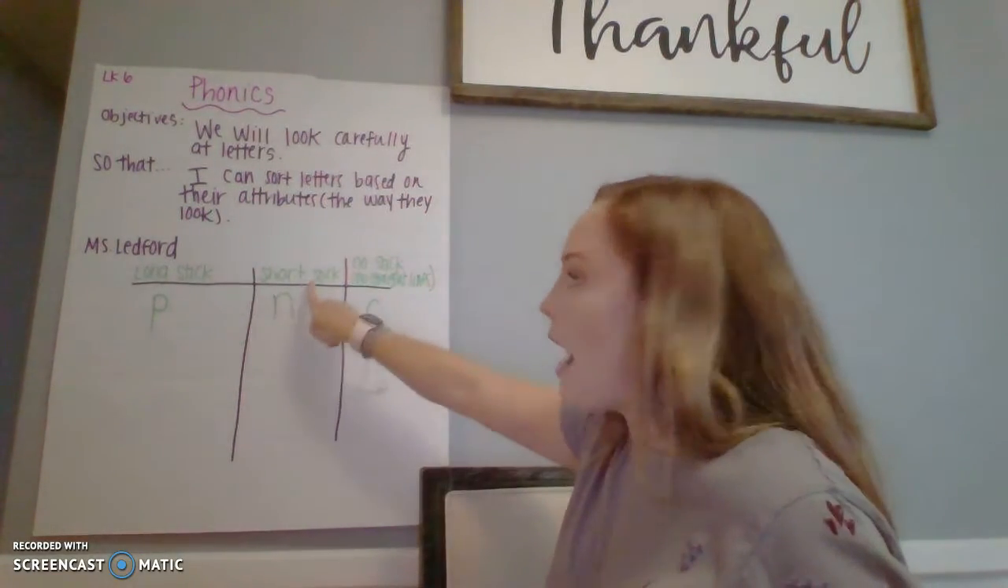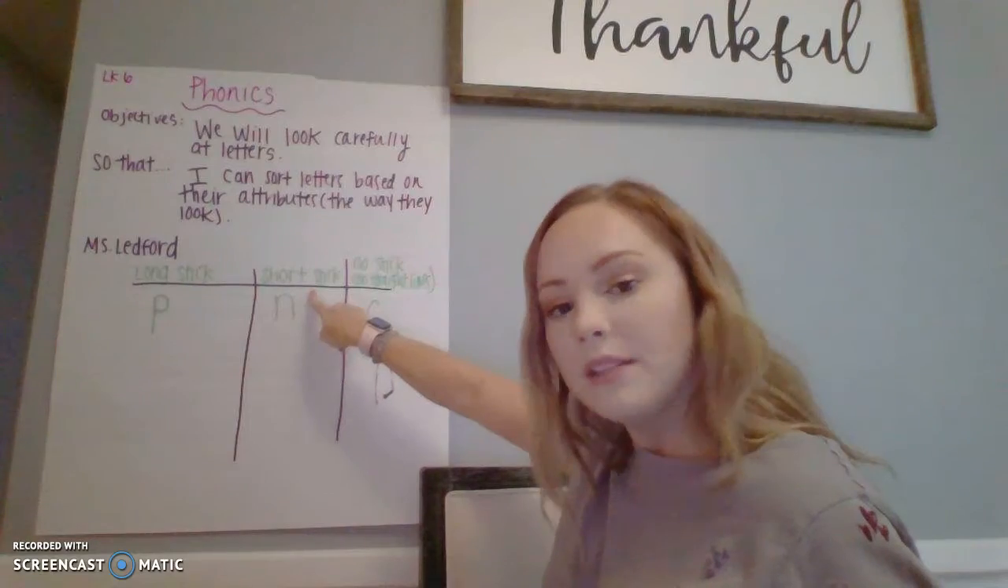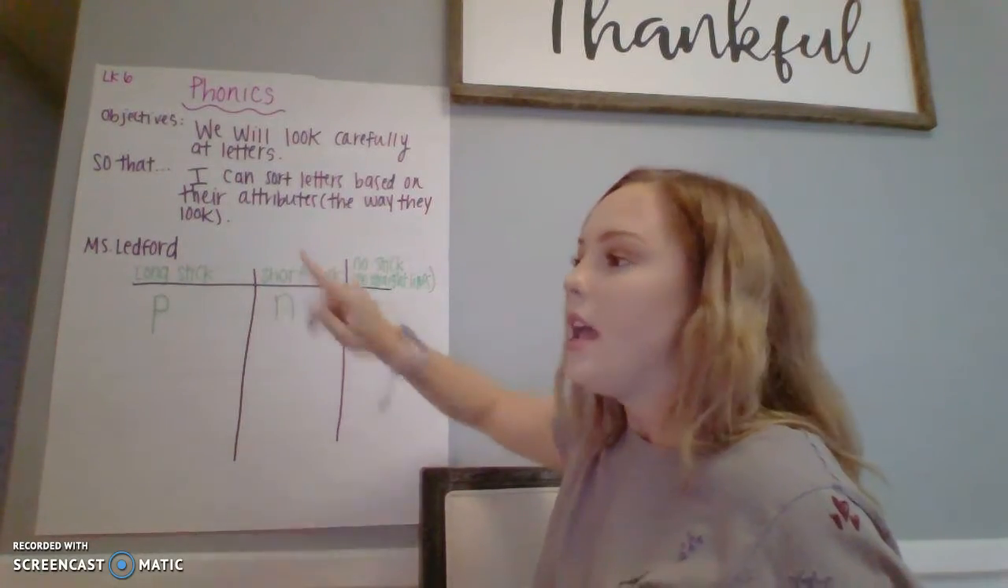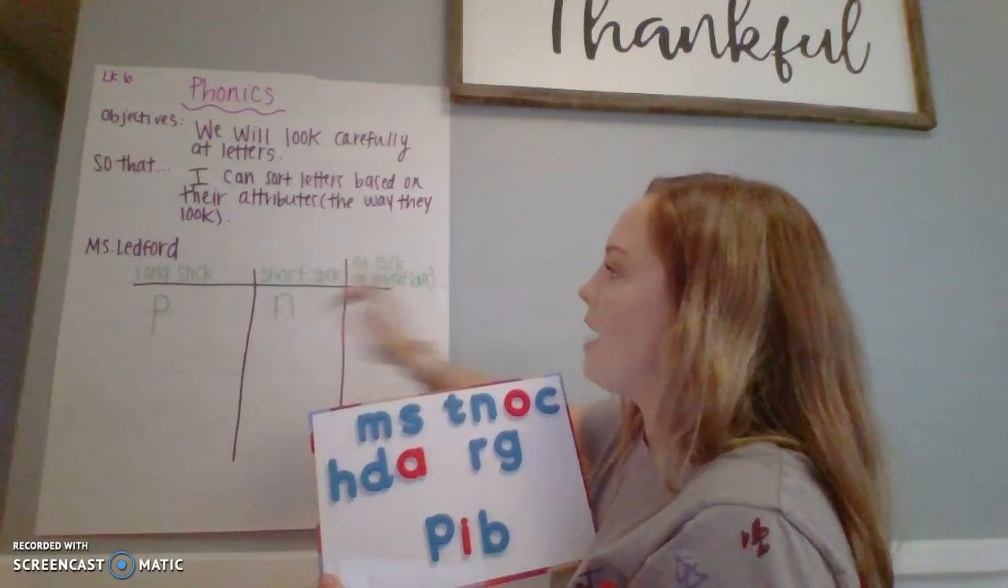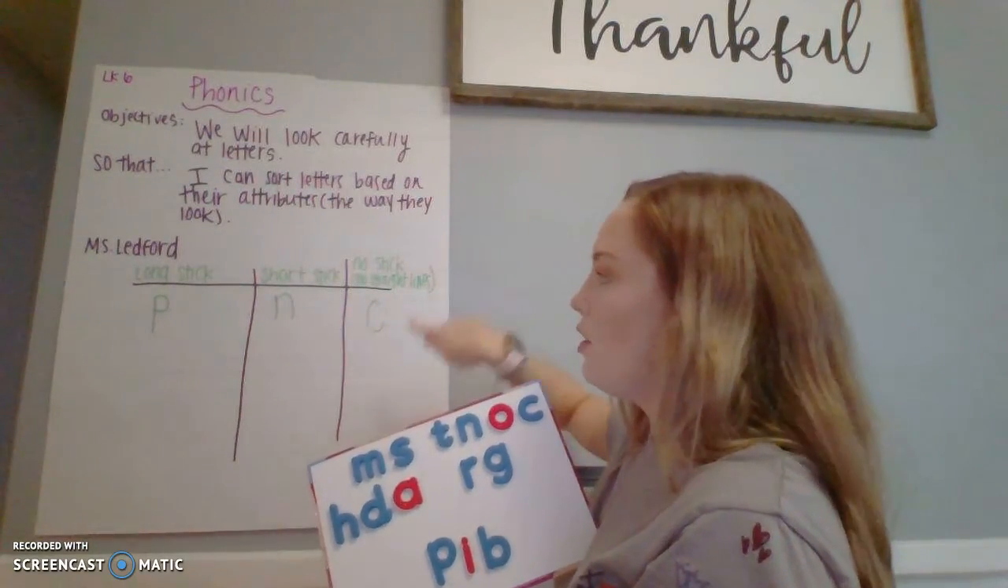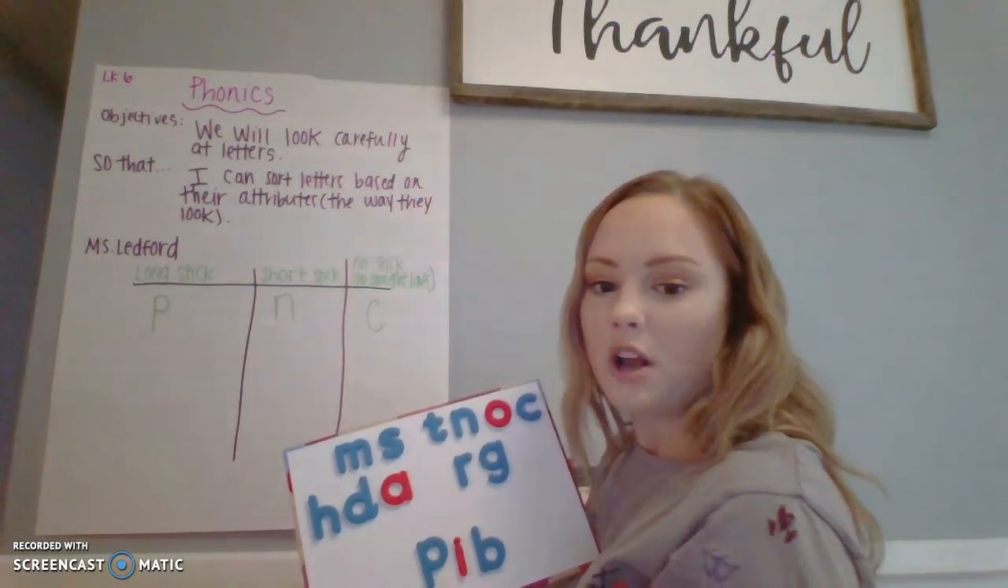And what you're going to do for your assignment is make this chart at home on a piece of paper with a pencil or whatever you have to write with. And you're going to fill in the chart using these letters and sort them if they have a long stick, short stick, or no stick. And then you're going to upload a picture of your work.